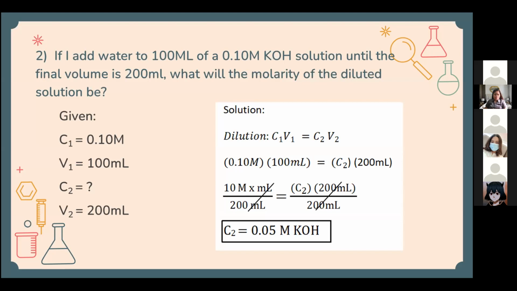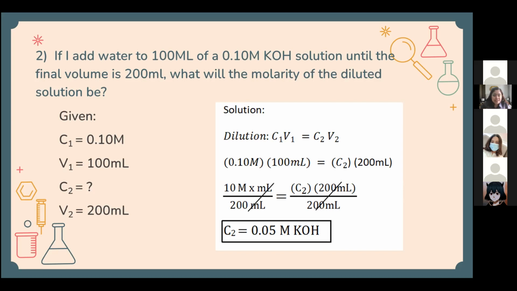So here's the solution to get the C2. 0.10 M and 100 ml is equals to C2 and 200 ml. 0.10 M times 100 ml is equals to 10 M times ml, copy the C2 and the 200 ml. To cancel the V2, divide it by 200 ml, same goes sa kabila. So cancel din sa kabila ang unit, which is the ml. So 10 M divided by 200 is equals to 0.05 M. So our C2 is equals to 0.05 M potassium hydroxide. Okay. So this is also correct. So I hope ingani pod ang answer ninyo sa inyong gi-submit.